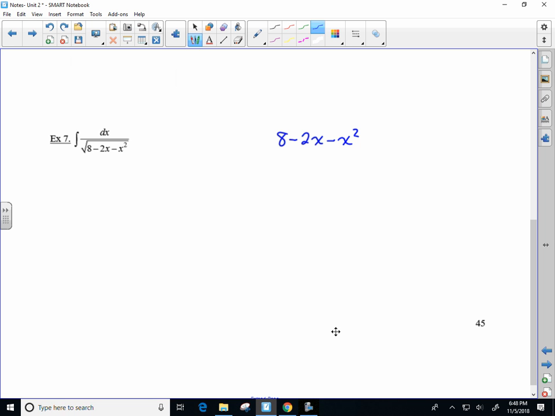So what I'm going to do is take that 8 and leave it off on the side. I'm going to leave a gap between the 8 and the negative 2, x minus x squared. All right. So I'm going to manipulate this algebraically. What I'm going to do is manufacture a perfect square trinomial out of this.